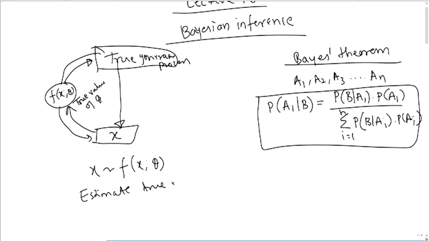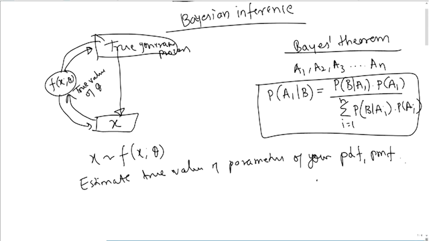the true value of the parameters of the probability density function or probability mass function that you assumed had generated your data. So given this data, what is the true value of theta that might have generated this data? And by extension, you can then try to infer the true generative process.